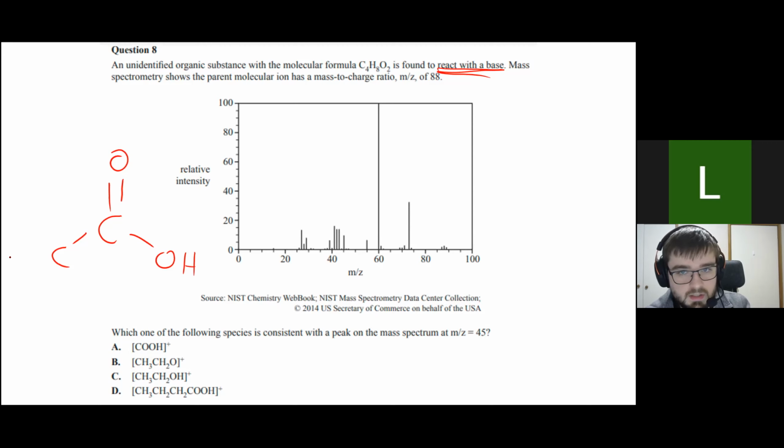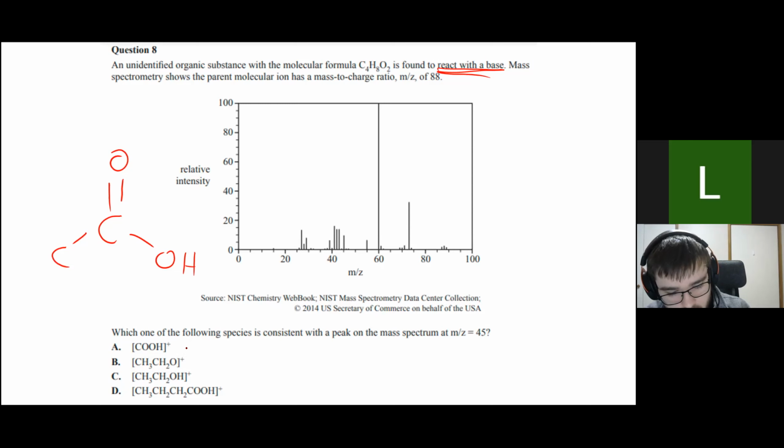It has a mass to charge ratio of 88, which isn't particularly useful because we already know the formula. Which one of the following species is consistent with a peak of the mass spectrum at m/z equals 45? All right, so if you see the mass here, you can have a look at it and see what matches up with the mass here. Which of these fragments weigh 45?